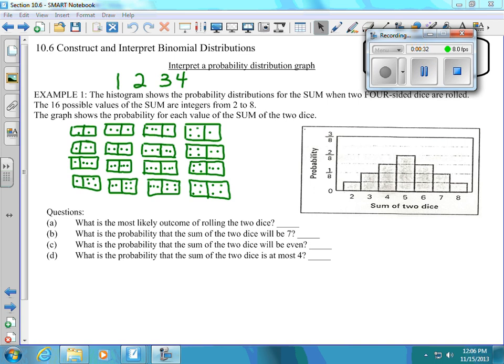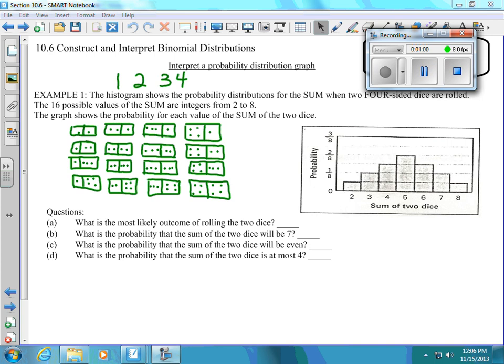In this section, the histogram shows the probability distribution for the sum when two four-sided dice are rolled. The 16 possible values of the sum are the integers from 2 to 8. So if they have the integers 1 through 4 on the sides, here are the possible combinations and sums, all the way from 1 and 1, which is a 2, up to a 4 and 4, which is an 8. It's represented on the graph over to the side.